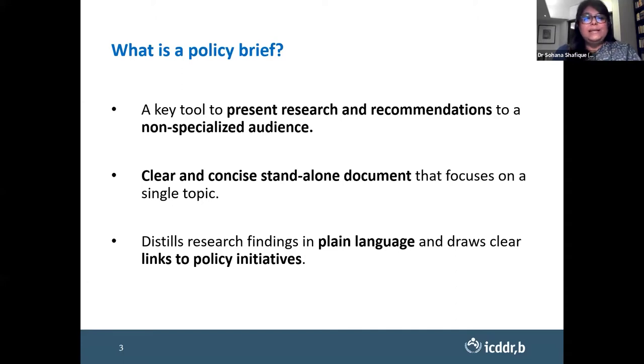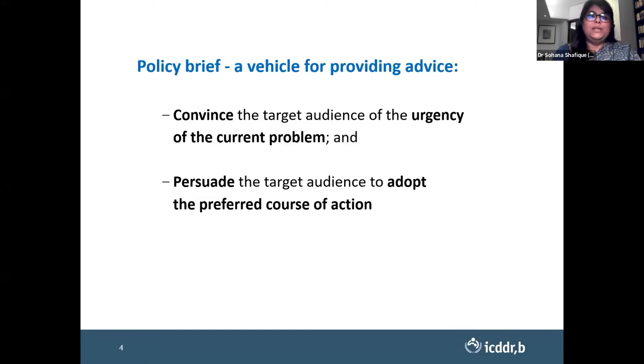So it has to be clear and concise, and it's a standalone document that focuses on a single topic. The policy brief distills the research findings in plain language and draws clear links to policy initiatives. So I think we can all understand that, for policy communication, the policy brief is a very important tool.